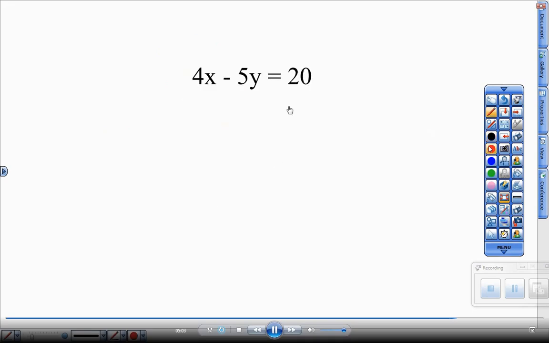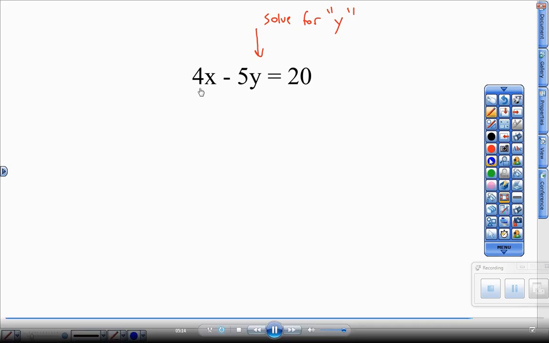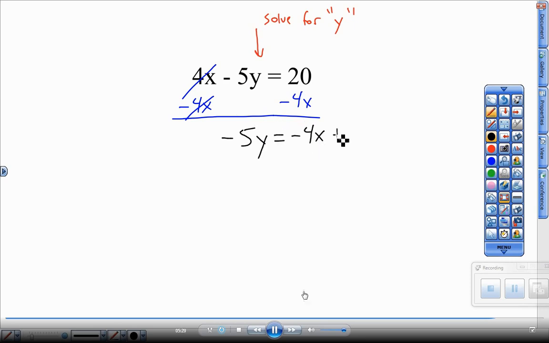All right, last one. I want you to practice solving these literal equations. I'm going to have you solve for y, the most common one of all, getting these in slope-intercept form. So I'm going to start by getting rid of the 4x, minus 4x, minus 4x. These cancel away. Bring down the negative with the 5. Don't just bring down 5y, negative 5y equals negative 4x plus 20.